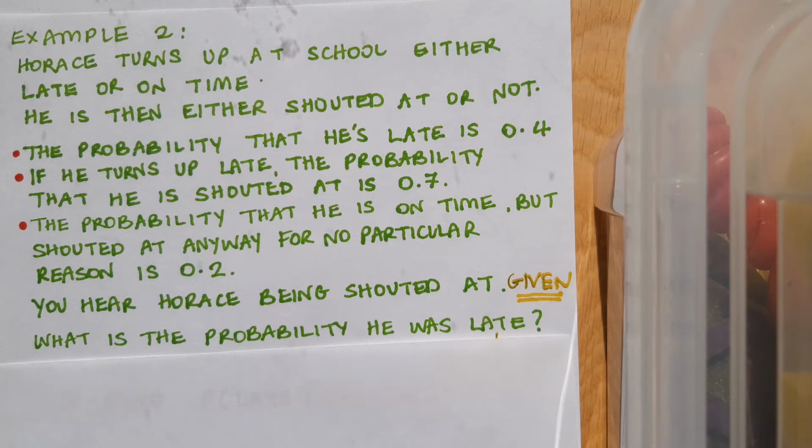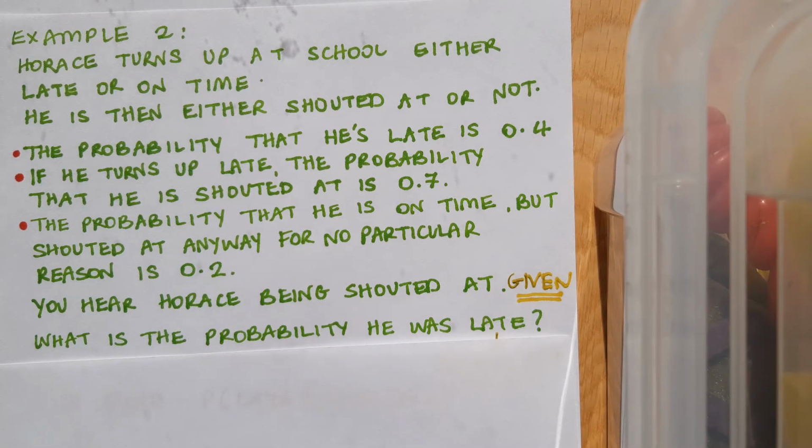So the chances that he's late are 0.4. If he turns up late, the chances of being shouted at are 0.7. And if he's on time but shouted at anyway for no particular reason, the chances of that are 0.2. So you hear him being shouted at, so that's given, that's definitely happening. What's the probability that he was late?